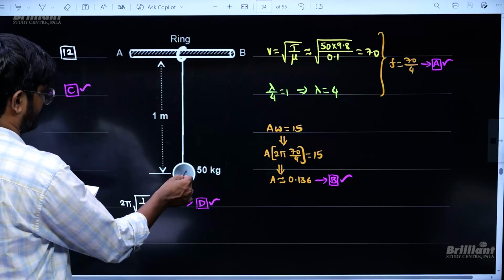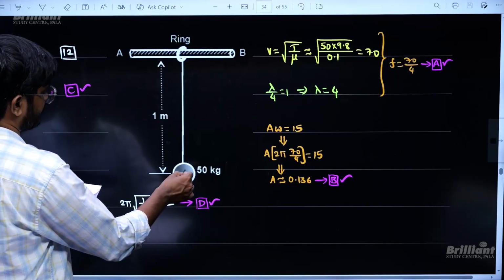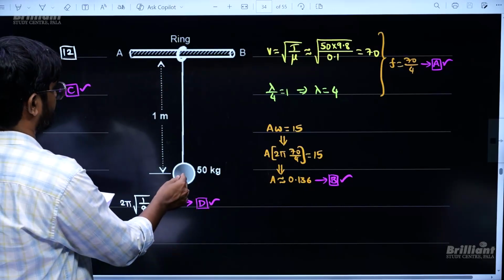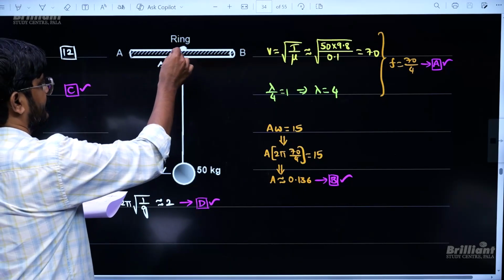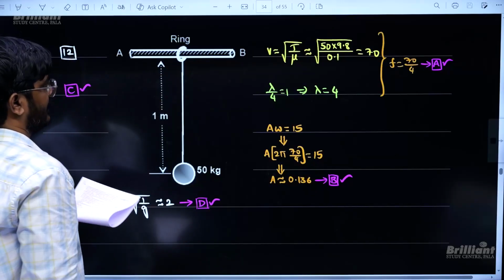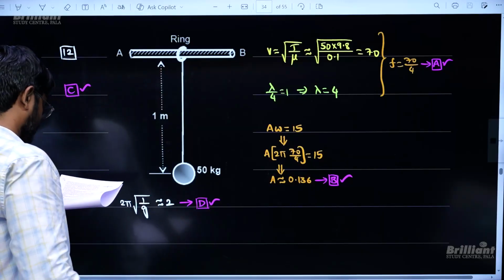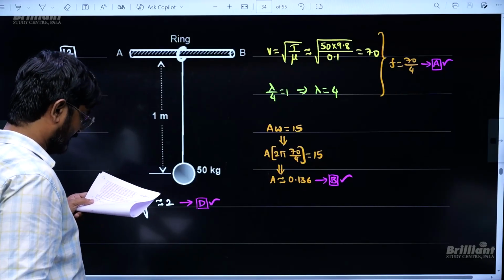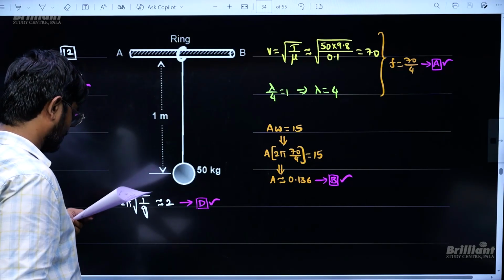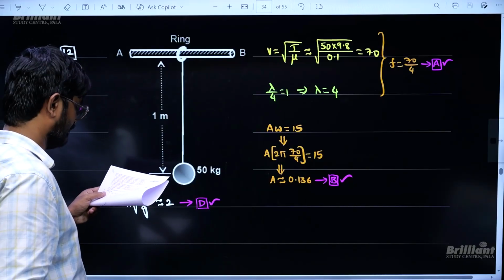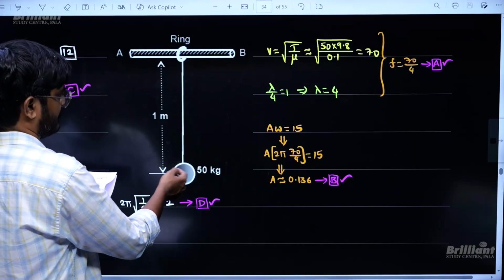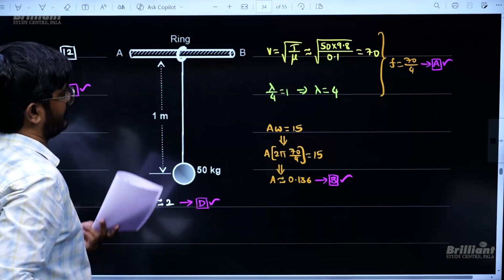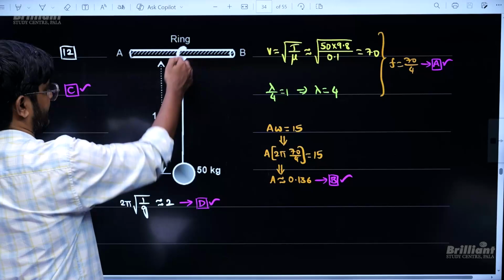At x equals 0, this is going to be a node and this is going to be an antinode, that is free to move, right? So when x is 0, it should be 0, and when x is L, the angle should be pi by 2, because it is the first antinode. So when you substitute in the equation, when x equals L, you will get sin pi by 2. So that equation is going to represent the fundamental. When x equals 0, it should be 0. When x equals L, it should be the first antinode, because they said fundamental, right? This is antinode and this is node.